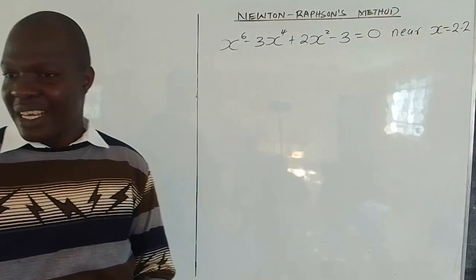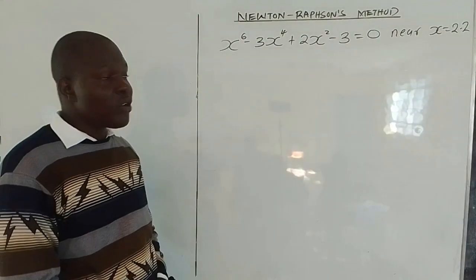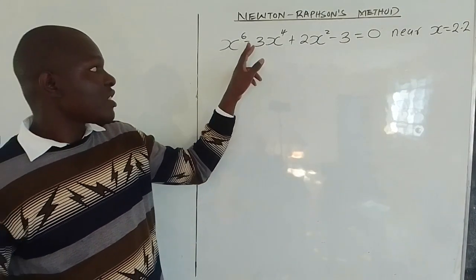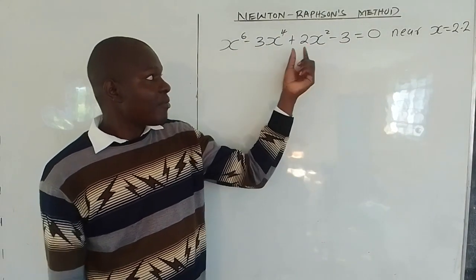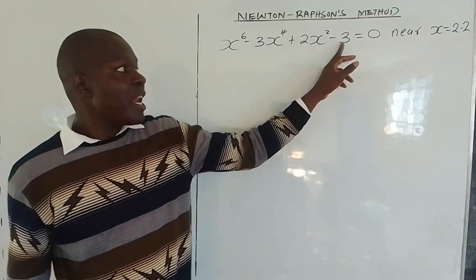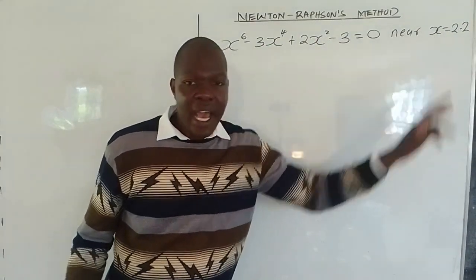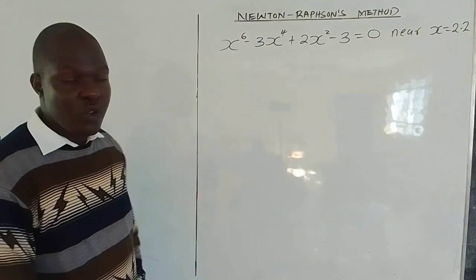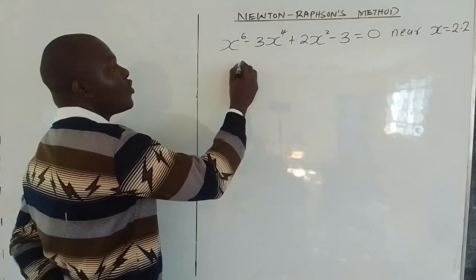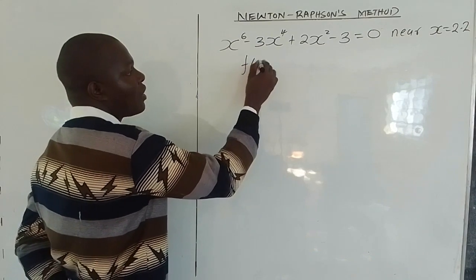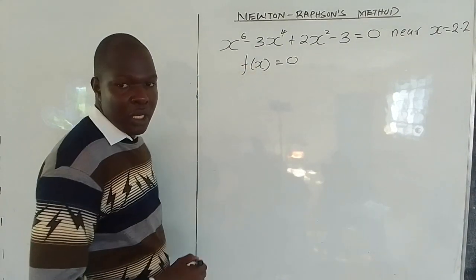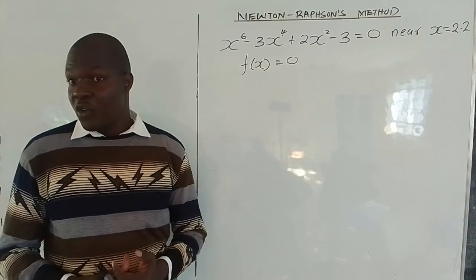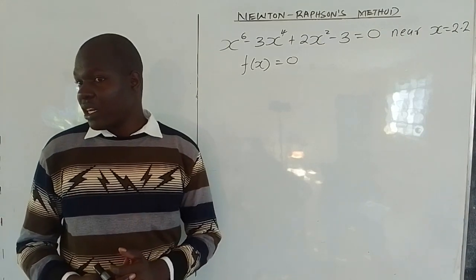Are we together? So you'll be told to use the Newton-Raphson's method to solve the equation x raised to power 6 minus 3x raised to power 4 plus 2x squared minus 3 is equal to 0 near x is equal to 2.2. So the first thing you know is what? You know that f of x is equal to 0. The root of the function exists when the function is equal to 0, isn't it?